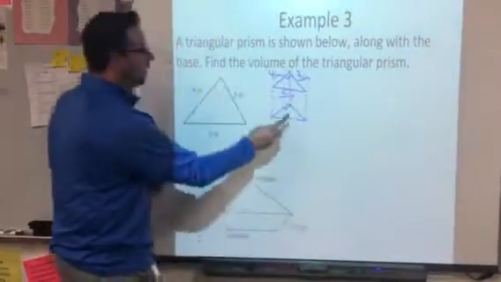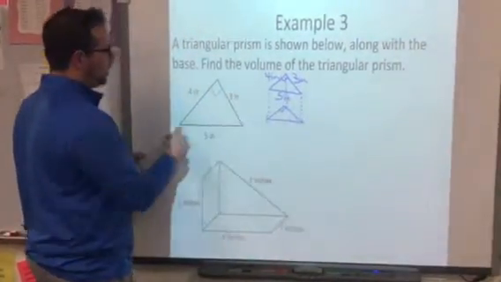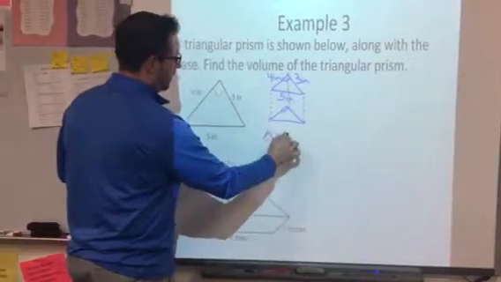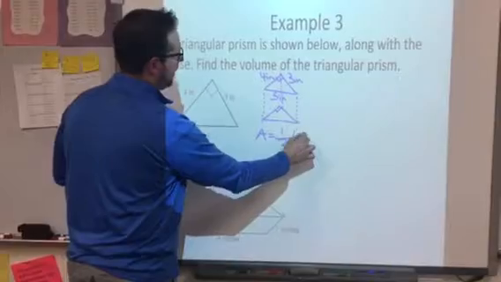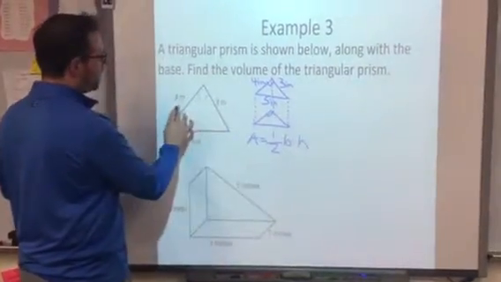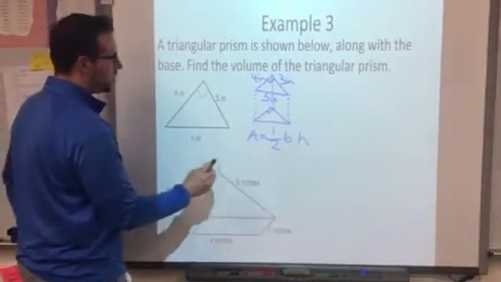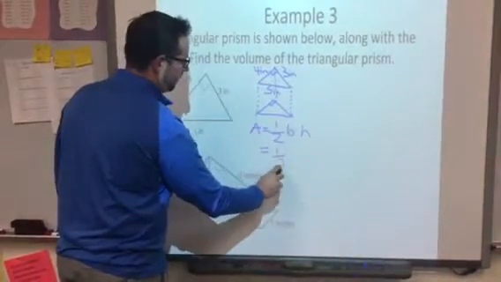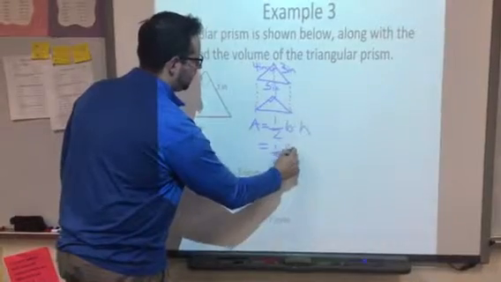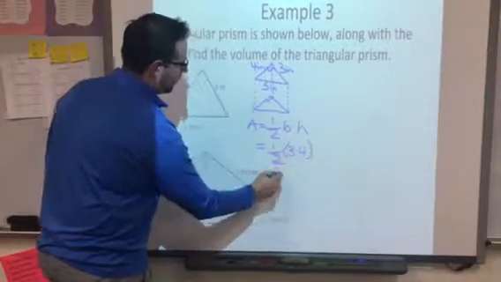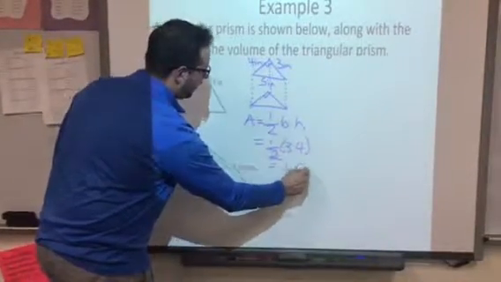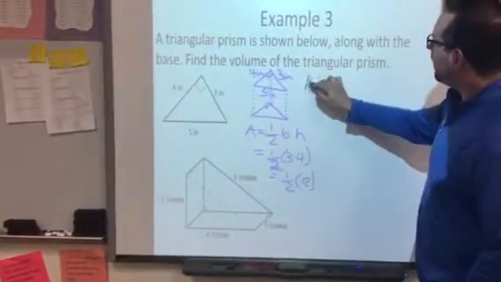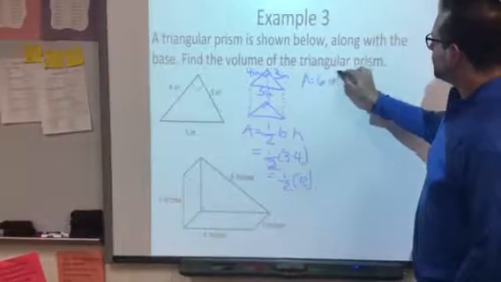And I already have here, this is our base right here. We have to find the area of it. So the area of a triangle equals 1/2 base times height. So in this case, our base is 4 and our height is 3. So we're going to put in 3 and 4. 1/2 times 3 times 4, which equals 1/2 of 12, which is 6 inches squared. So the area of the base equals 6 inches squared.